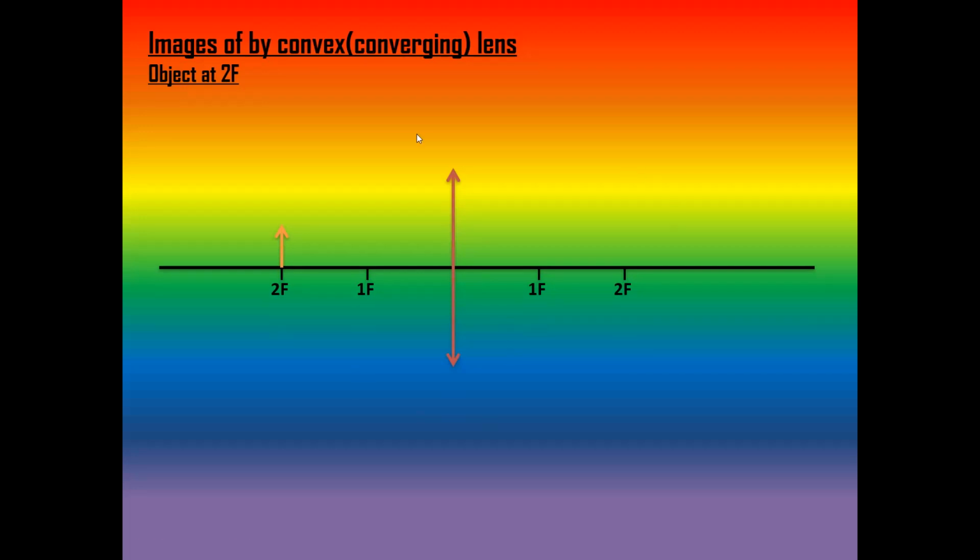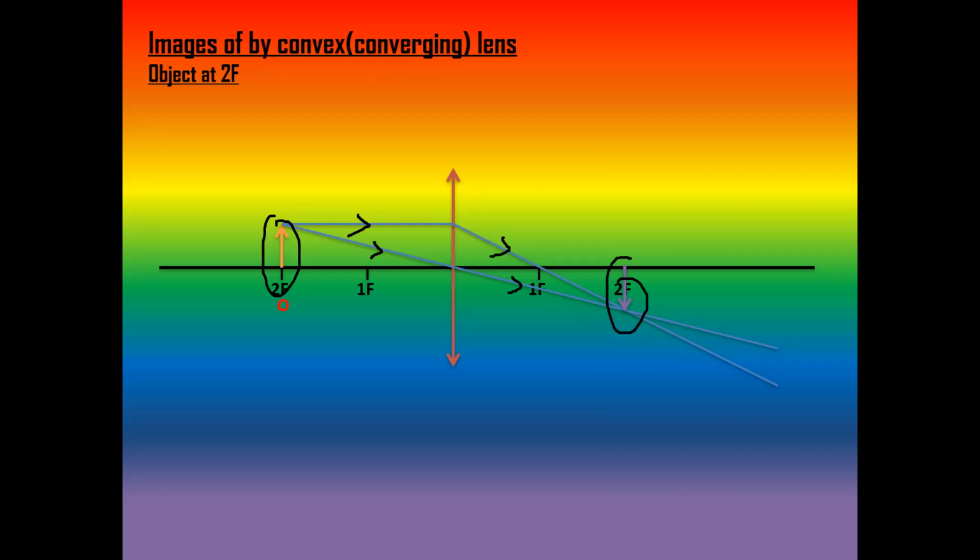So first, the parallel light ray will pass through the focus. One through the center of the lens will pass straight. So when these two light rays combine, they will join again at 2f. So when the object is at 2f, the image will also form at 2f. So in this case, the size of the object and the size of the image will be the same.